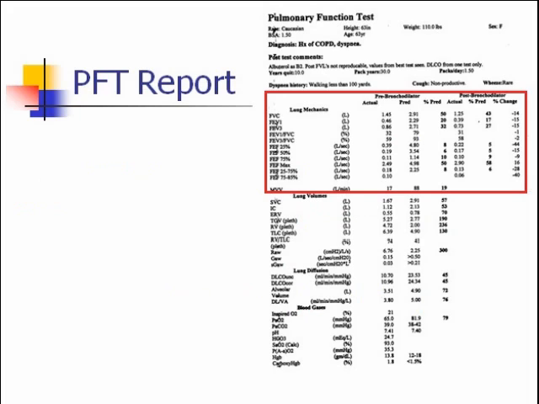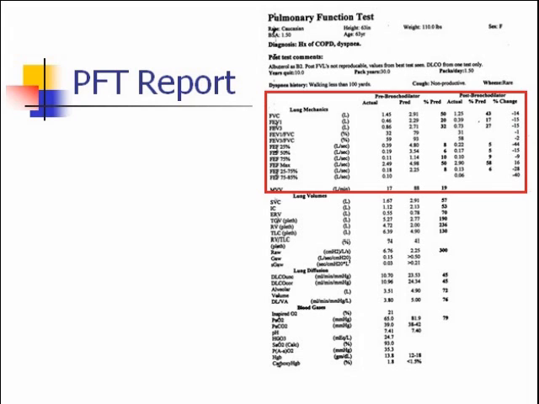Here you see a typical pulmonary function test. At the very top will be the patient data, name, hospital number, whatever. Then in it you will see the height, weight, age, sex of the patient. That information is necessary so that the program can calculate the predicted values for every one of the measurements that we're going to be looking at.